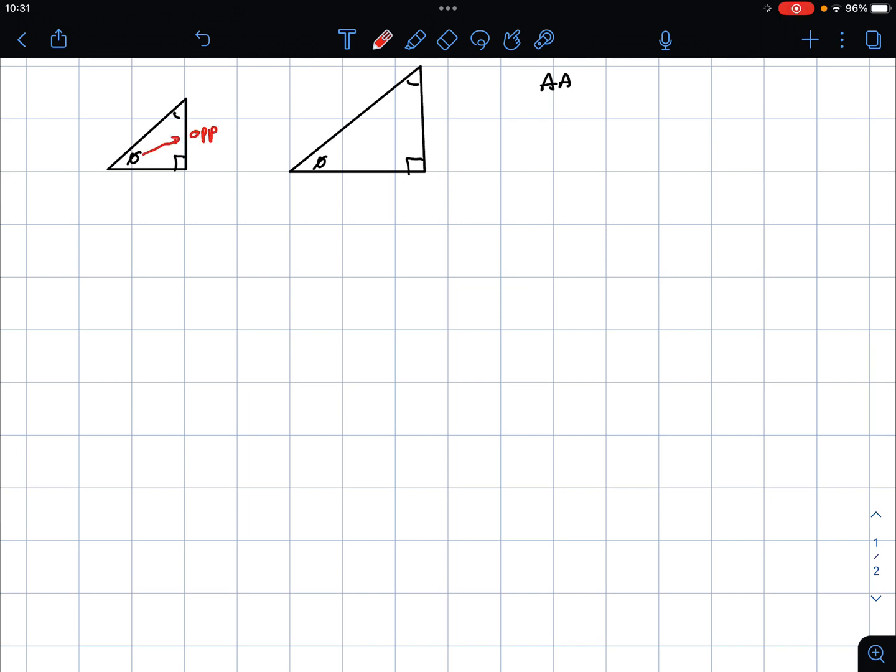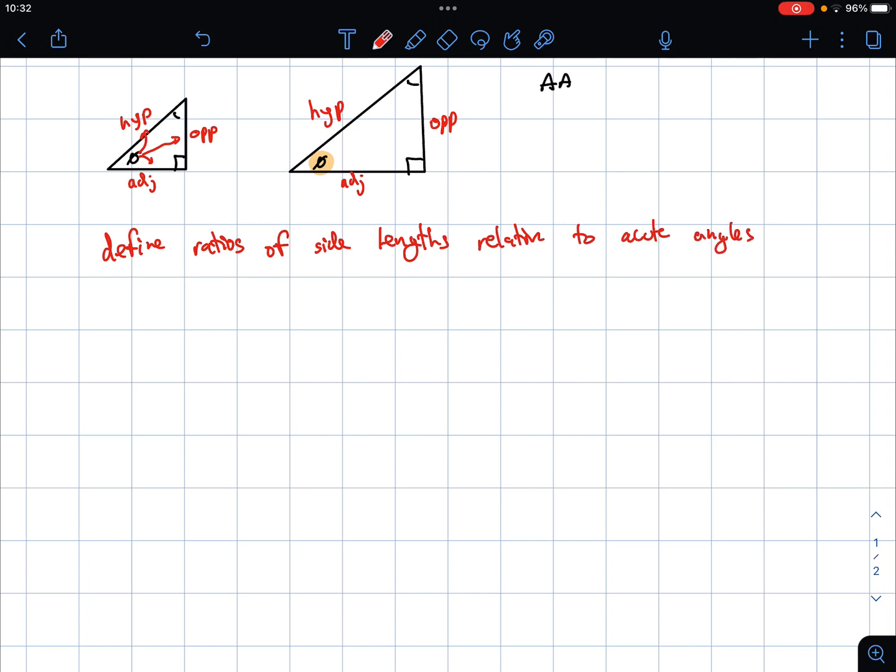And we can define the sides relative to that acute angle theta. So I can call this my opposite side. This is my hypotenuse still, and this I'm going to call my adjacent side. So it would be the hypotenuse, opposite, adjacent, relative to my acute angle theta. And so I can define these ratios of side lengths relative to one of my acute angles, which we call theta.